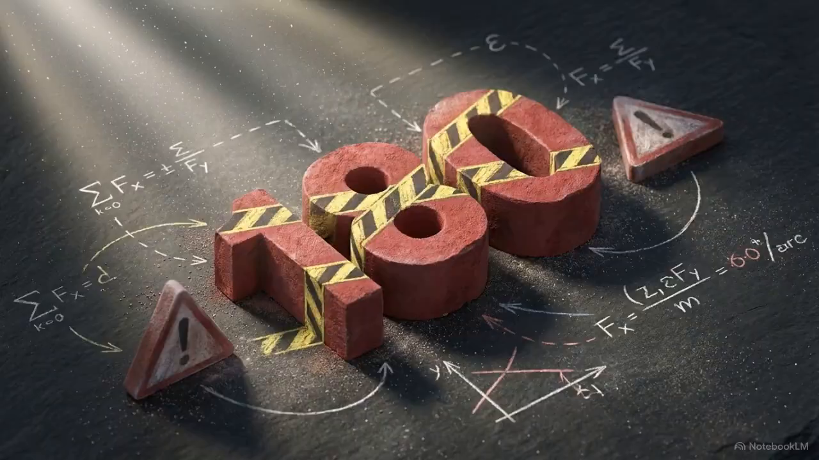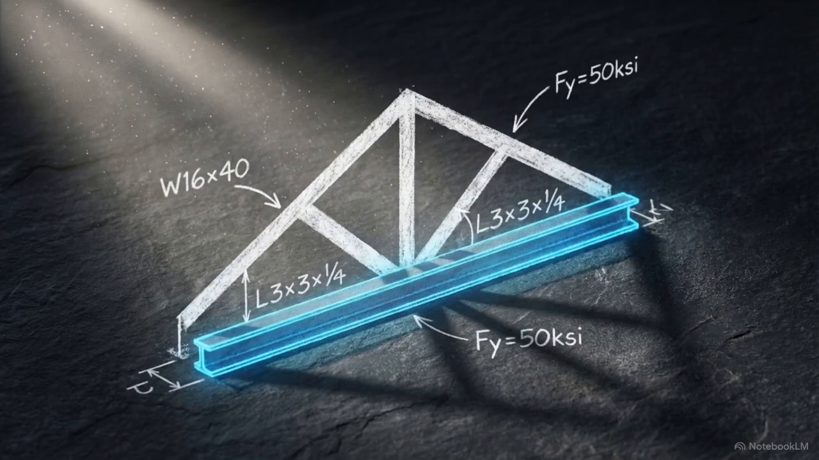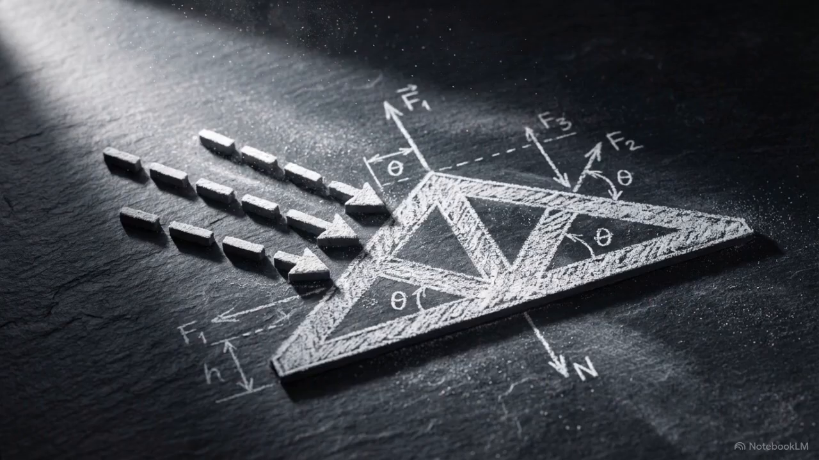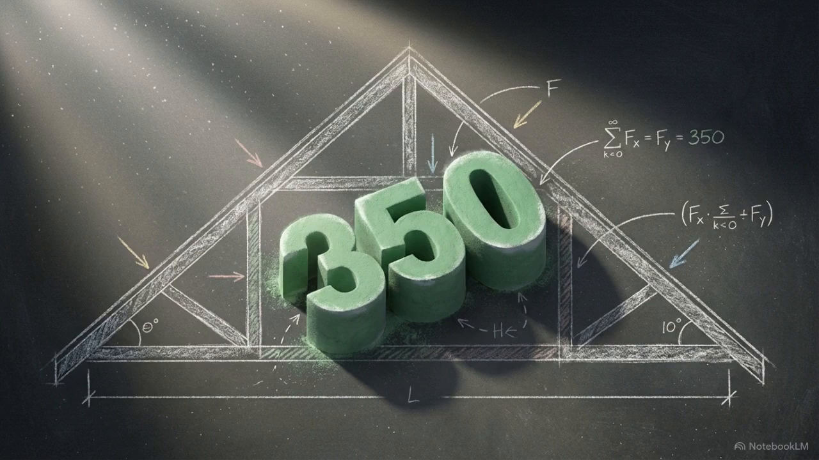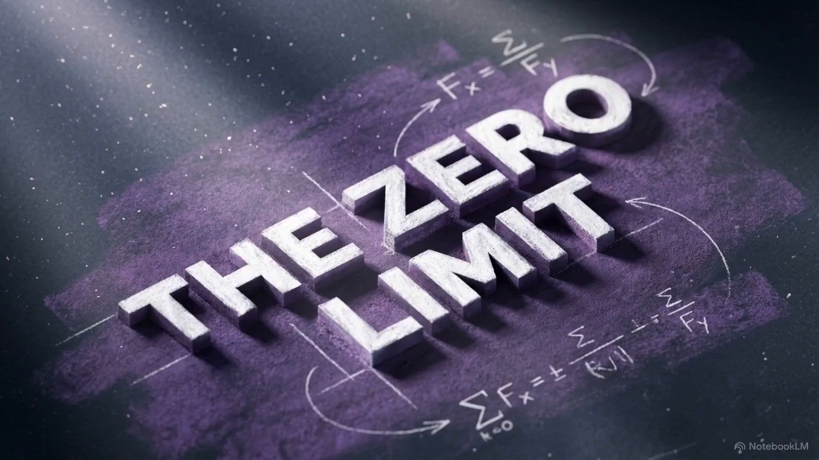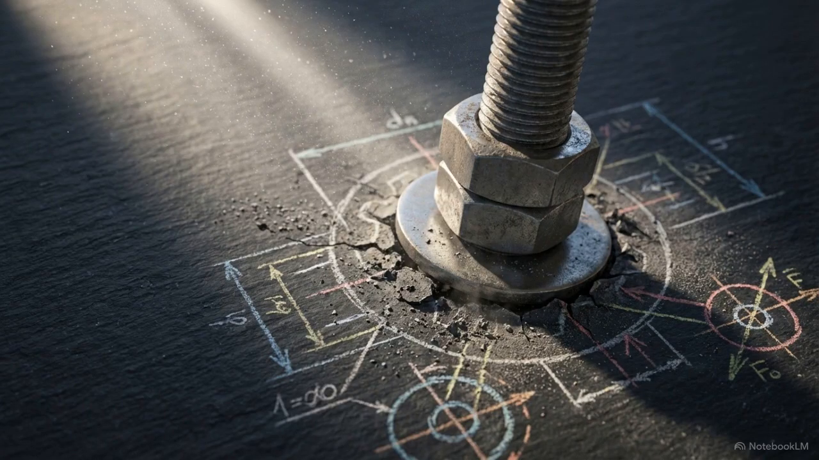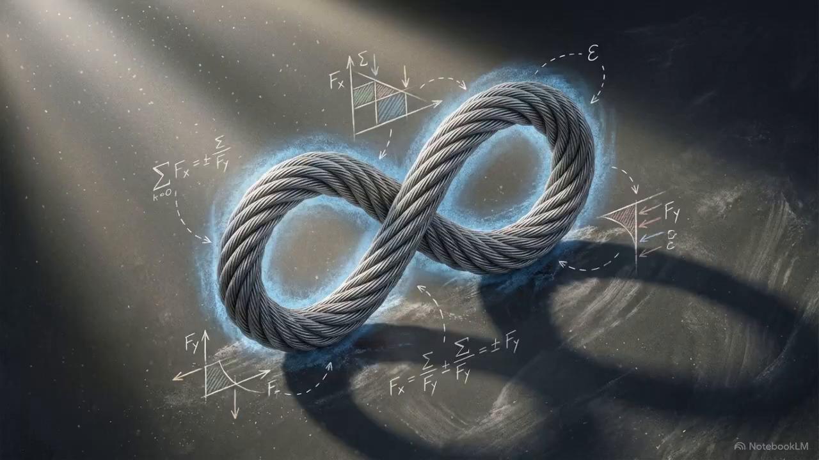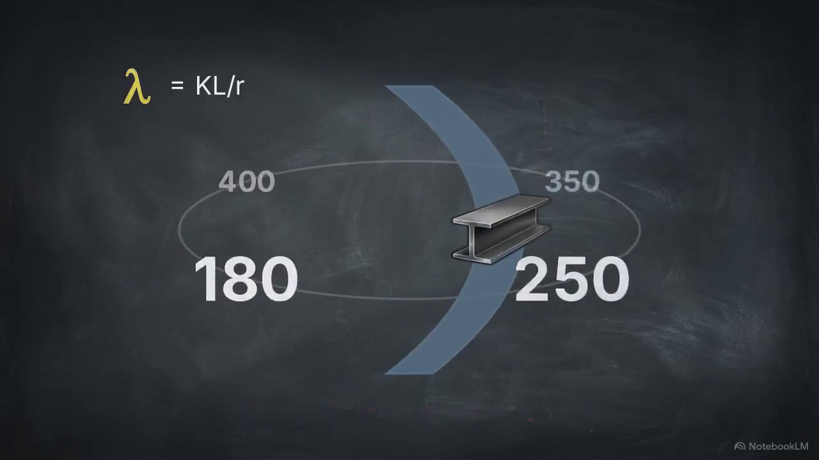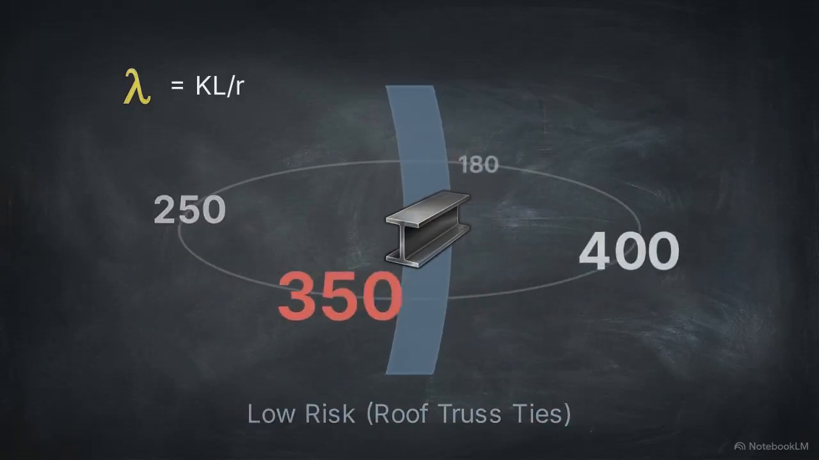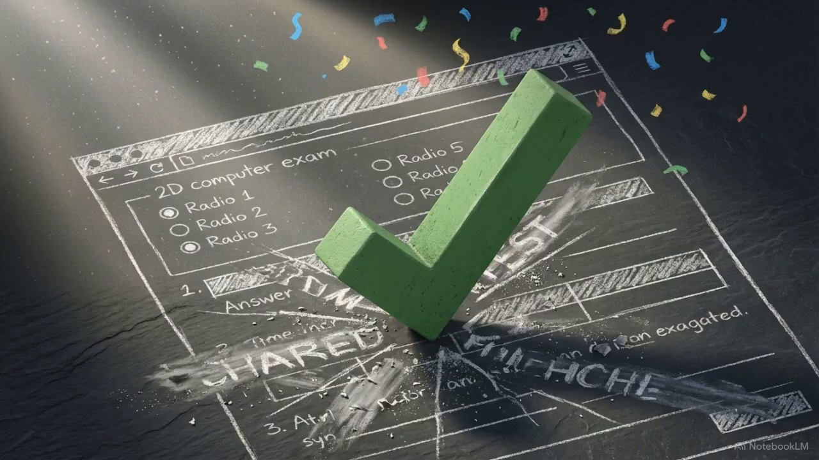Rule number 2. A roof truss tie facing a brief, transient wind or seismic stress reversal gets leniency from the code, bumping the limit to 350. Rule number 3. Pure tension caps out at 400, but pre-tensioned sag rods dodge the rules completely with no limit at all. By tying these seemingly random numbers to their actual physical behaviors under load, you've dismantled the examiner's trap matrix. You are ready to secure those points.